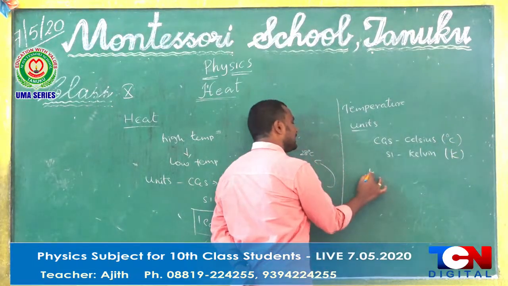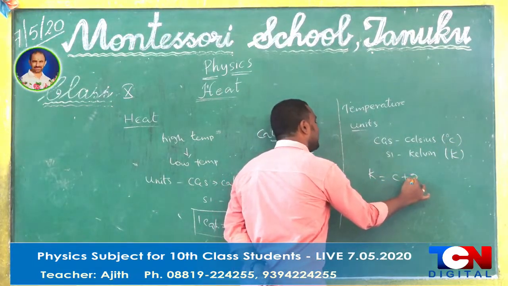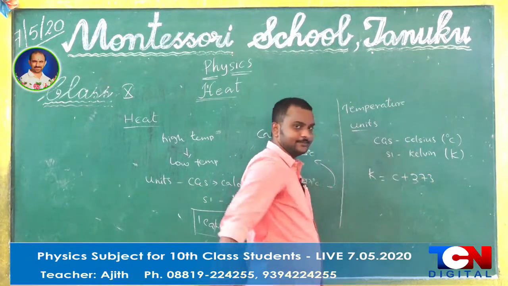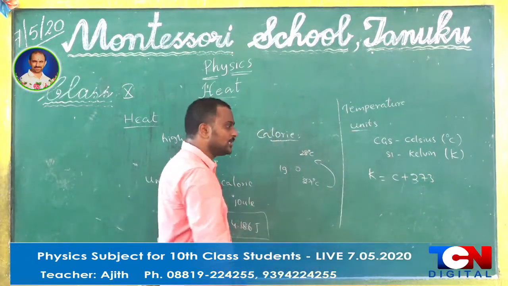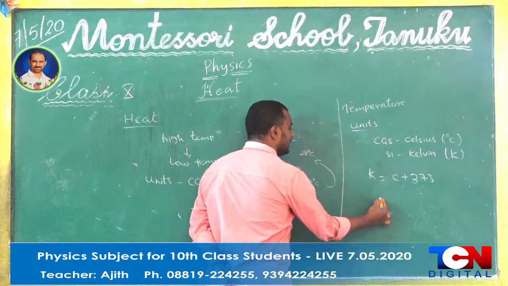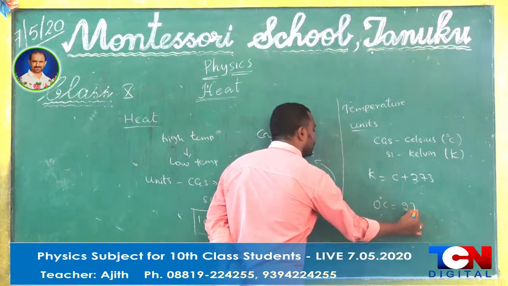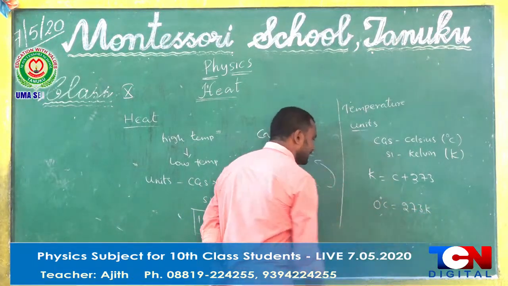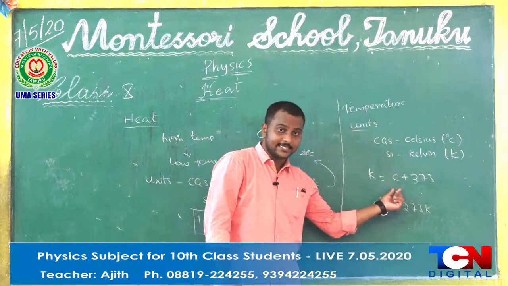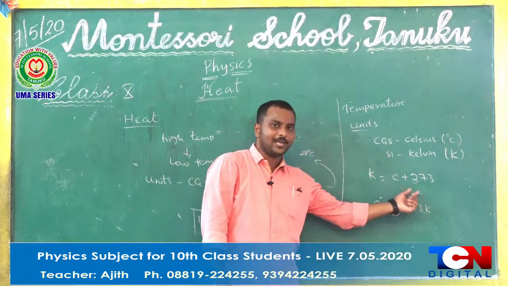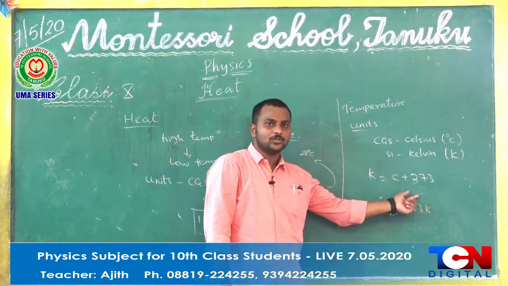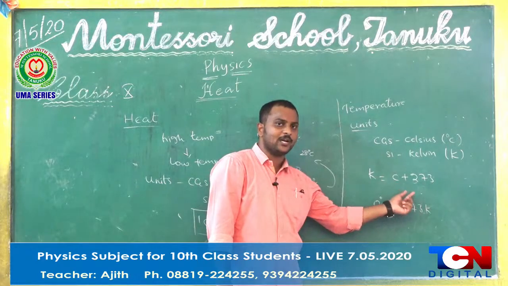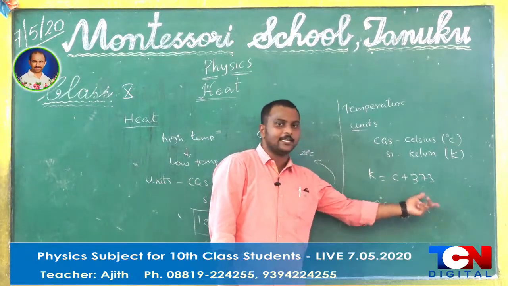The relation is Kelvin is equal to C plus 273. That is, 0 degree Celsius is equal to 273 Kelvin. That means in order to convert Celsius into Kelvin, we have to add 273. In order to convert Kelvin to Celsius, we have to subtract 273.